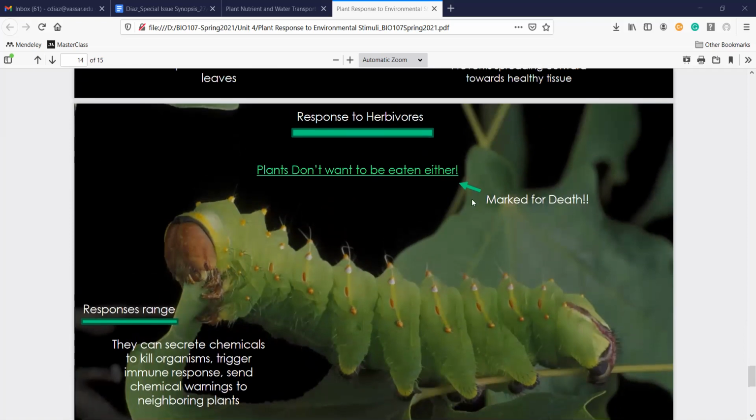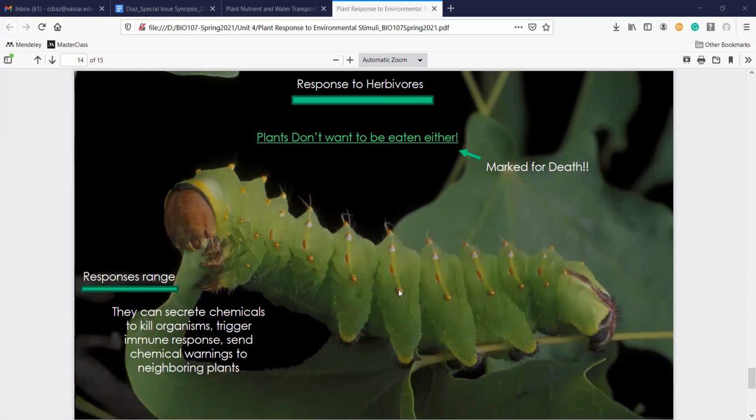This is not something I need you to know specifically, but as a cool response, certain plants can do even more dramatic things, such as secreting chemicals that actually make organisms smell to predators.